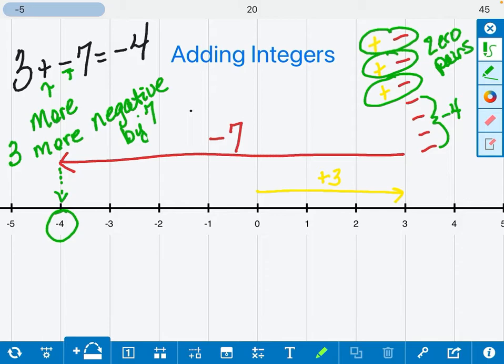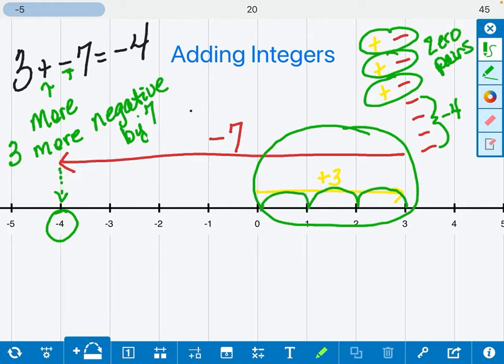You see something that cancels each other out, kind of? Yeah, if you look right here, that backward and forward motion kind of cancels out, right? So these would be our 0 pairs. So our 1, 2, 3 would represent the same thing as those 0 pairs represent. And then this distance here, 1, 2, 3, 4, to the left again, represents the answer negative 4.